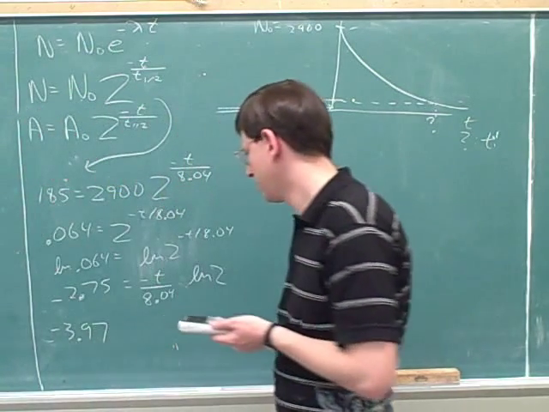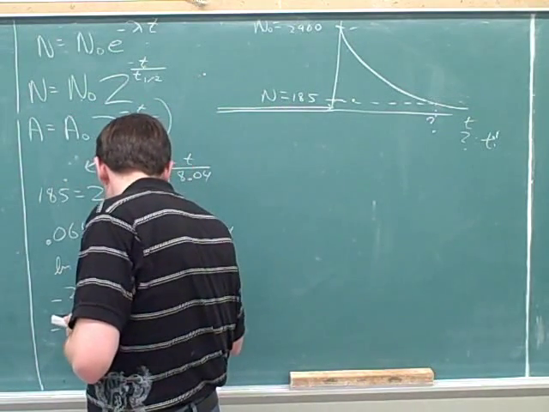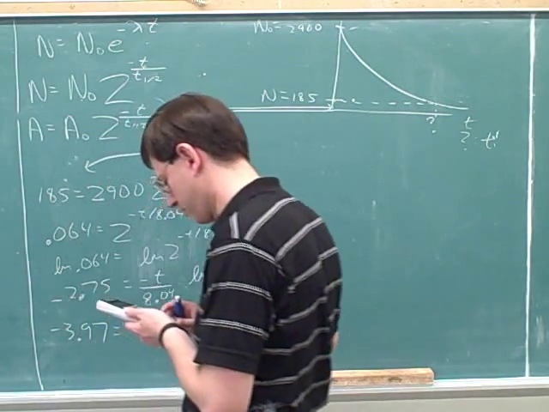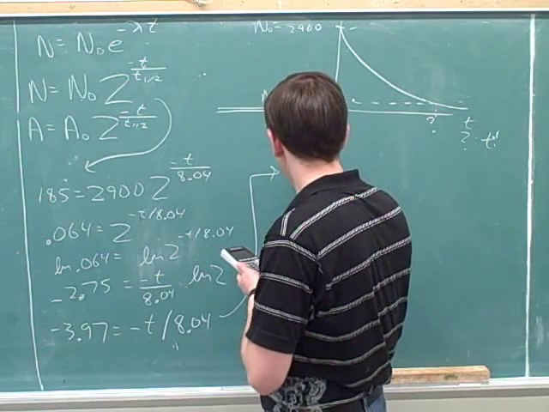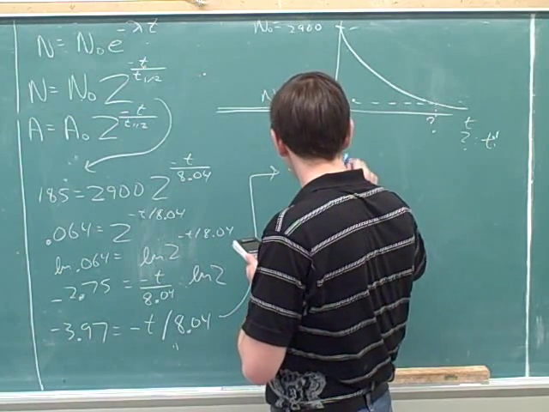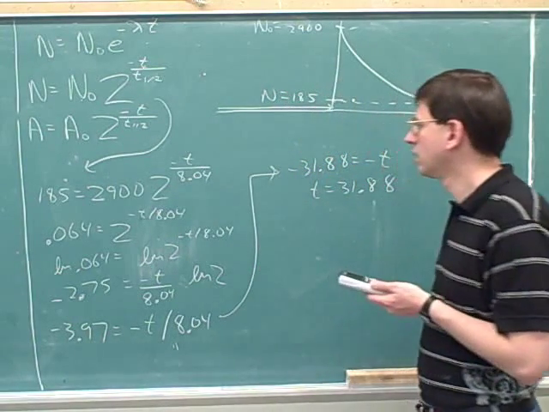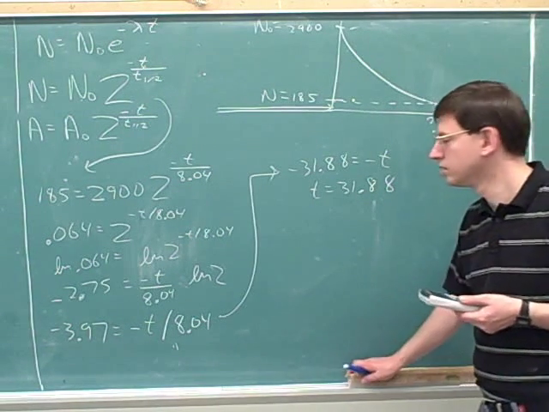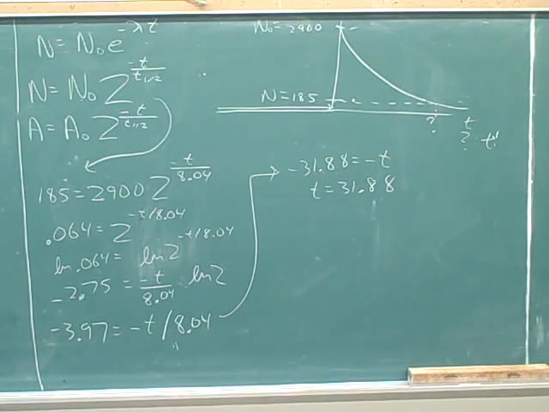And then solve for t, so that times 8.04. So negative 31.88 equals negative t, so t equals 31.88 days. How do we know days? Because the table gave us the half-life in days.